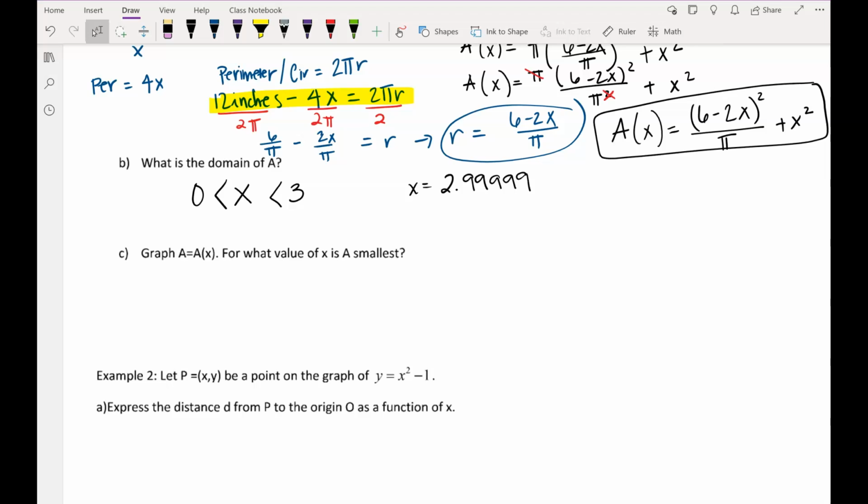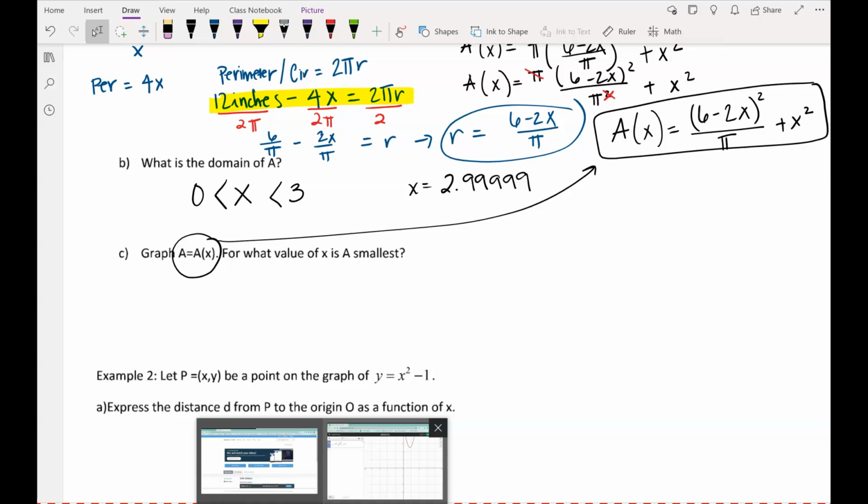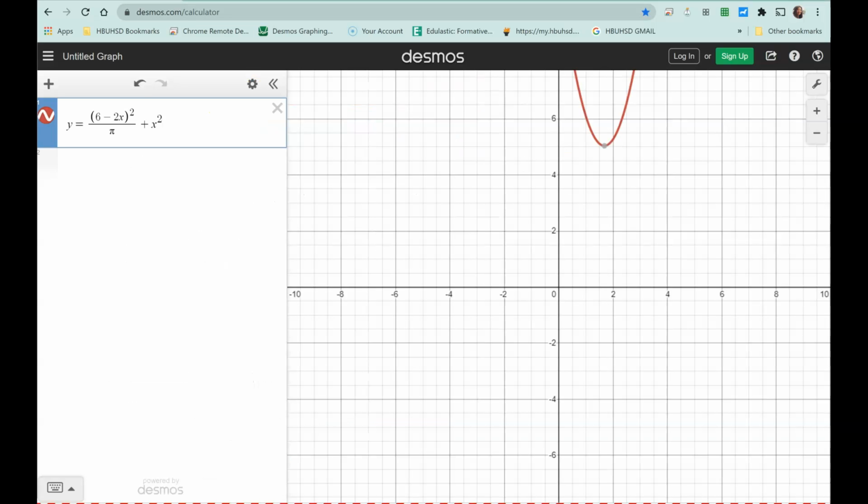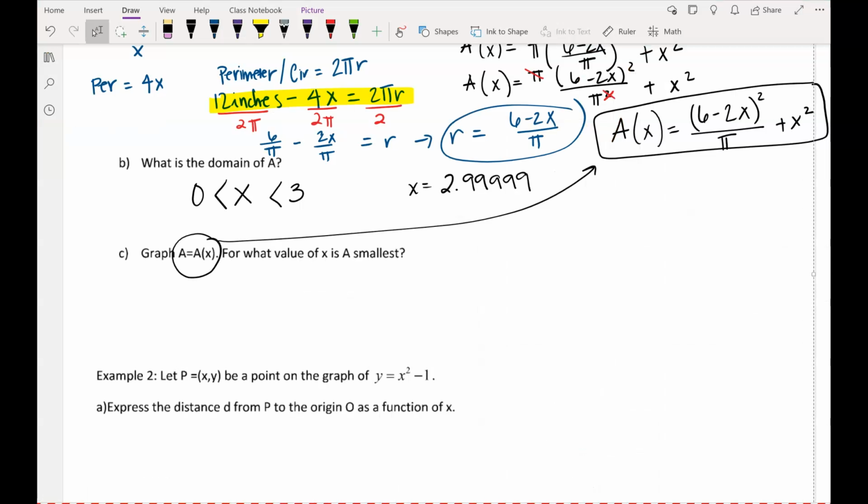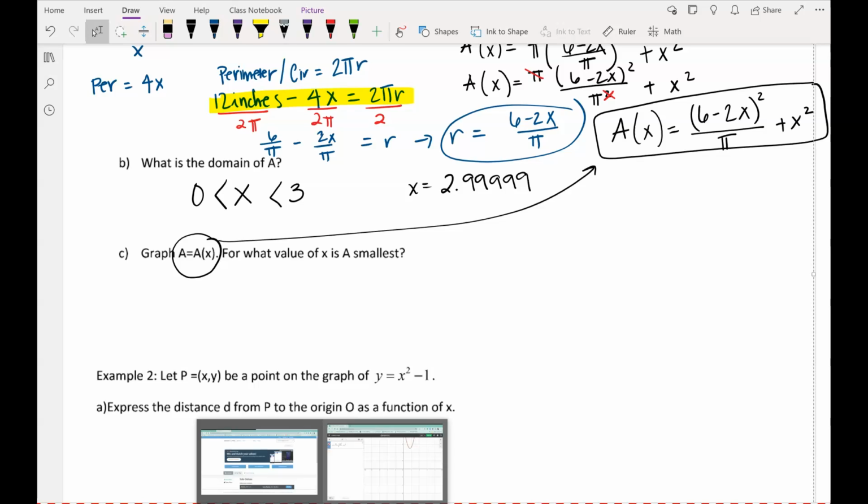C, graph A equals A of X. And again, what on earth is A equals A of X? Make sure we know that means this equation. So now I'm going to use Desmos for this particular example and graph it out. I'm going to bring up my Desmos and enter in your A of X equation, just like what we have on our paper. So A of X equals 6 minus 2x, the quantity squared, all divided by pi, plus x squared.